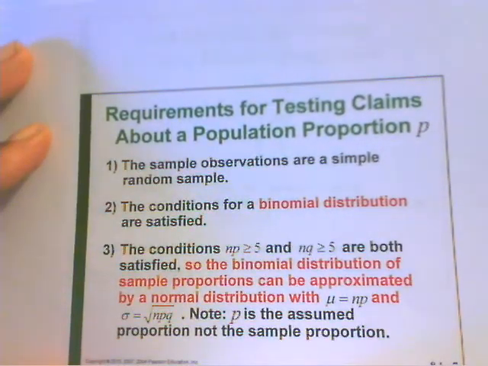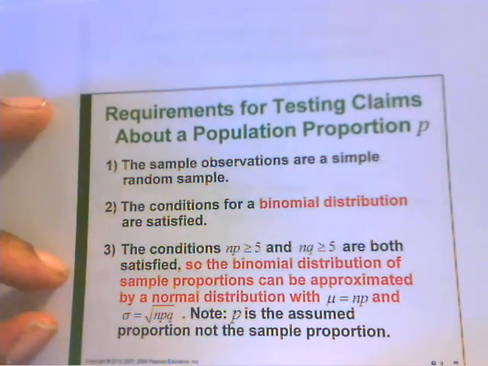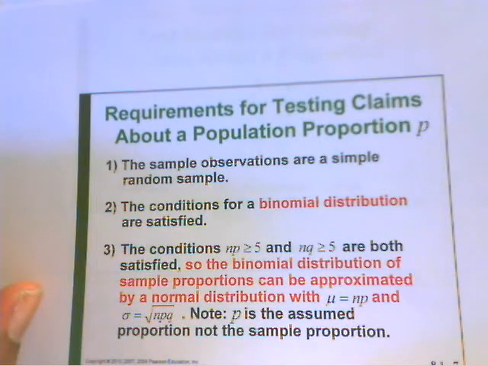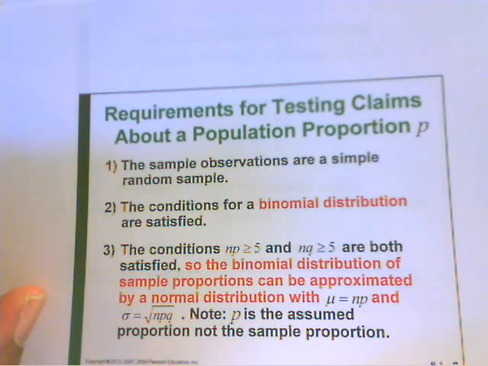The requirements for testing the claim about a population proportion would be this. There are 3 of them that you do need to know. One is that the sample observations are a simple random sample. What that means is that each item in that sample has an equal chance of being selected out of that particular sample. Number 2, the conditions for a binomial distribution, which was discussed back in Chapter 5, are satisfied. Okay, and then number 3, the conditions N times P, that's the sample size, times the probability of success is greater than or equal to 5, and N times Q, Q is the probability of failures, is going to be greater than or equal to 5.